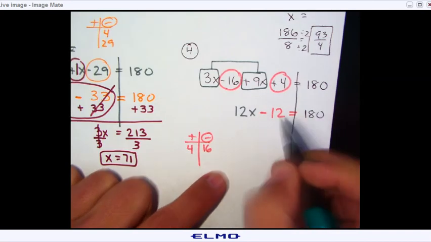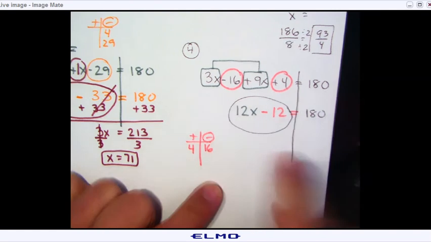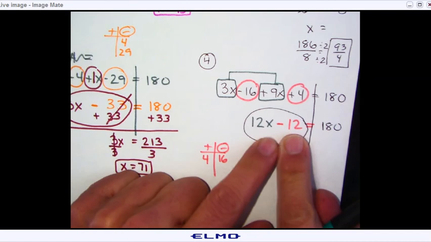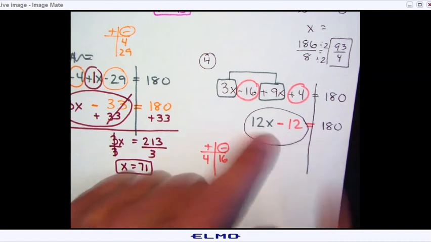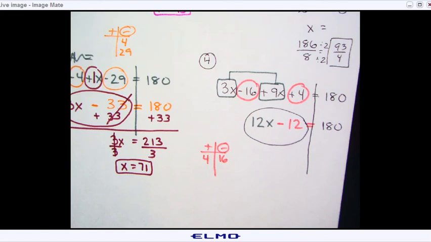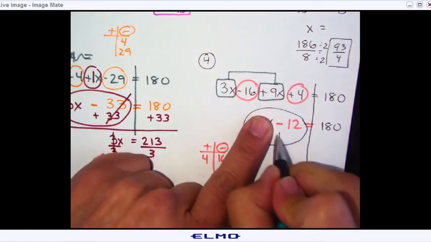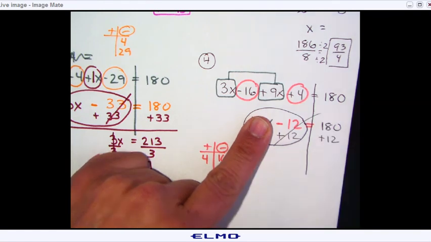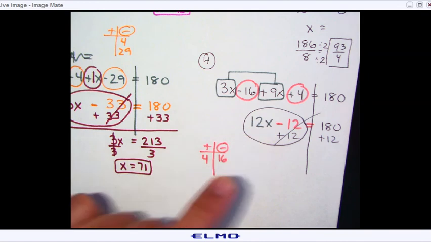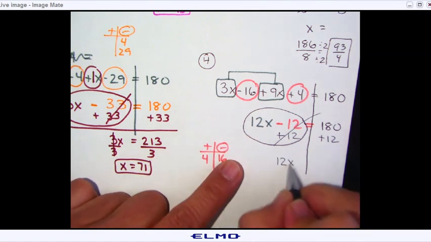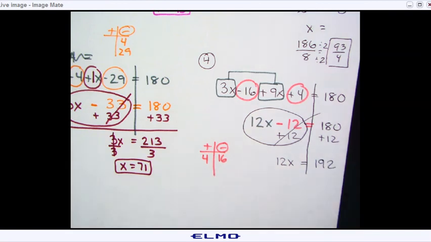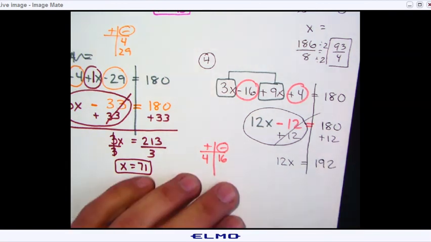I can't add the 12x and the negative 12. It gives you 0 because one has an x, one doesn't. I've got to get rid of it. Zero pairs, I've got to make it a 0. I can't divide until the end. So with the negative 12, I'm going to put a positive 12 on both sides. That makes it a 0, right? And then what comes down? 12x equals 192. Now they're together.